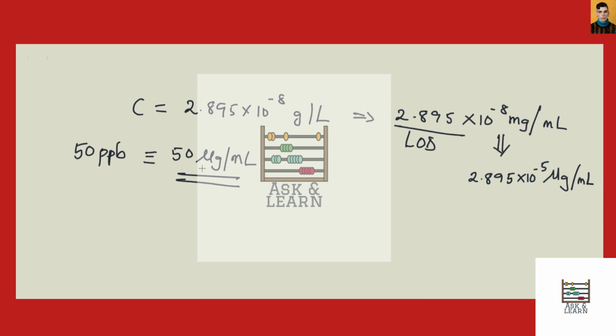And we are asked, can we use the spectrometer to measure things greater than 50 microgram per milliliter? Yes, because the lowest amount that the spectrometer can measure is 2.895 times 10 to the power minus 5 microgram per milliliter. And if we have 50 microgram per milliliter, then the spectrometer can measure that.